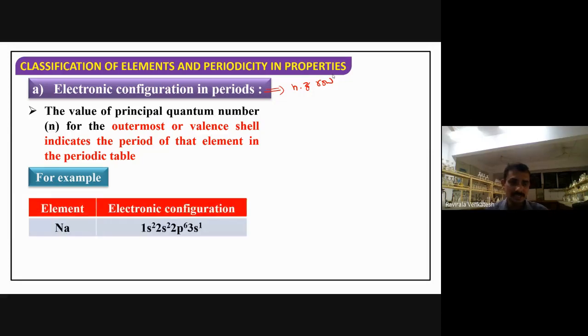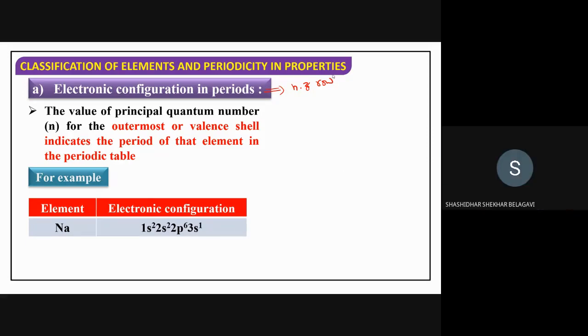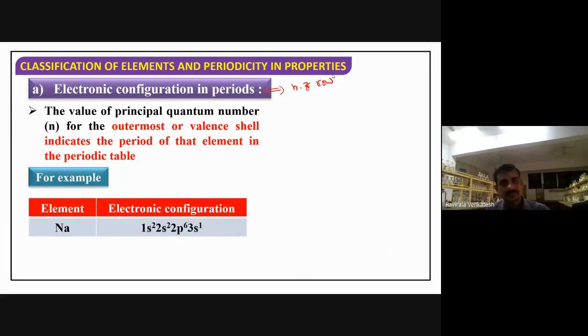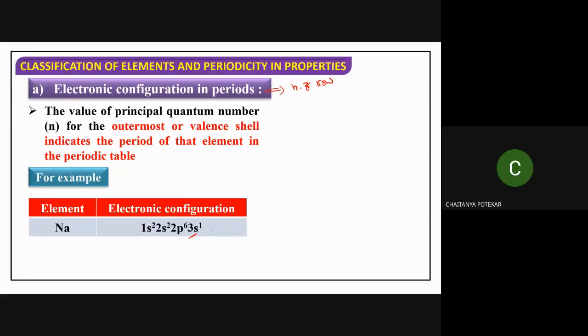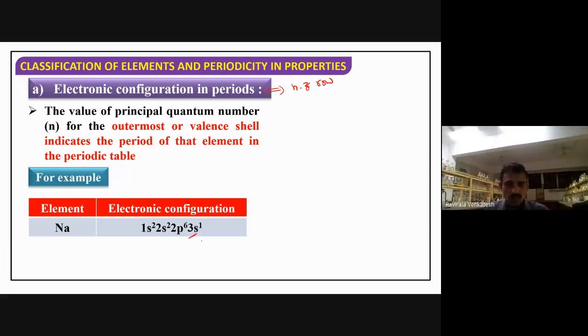We'll take one example again. Yesterday we discussed it, and we are discussing it according to the periodic table. Now what is the principal quantum number of the outermost shell? Tell me, for this example, what is the principal quantum number for the outermost shell? 3. 3, right? Now, sodium belongs to which period? Third period. So we have to observe the highest number.